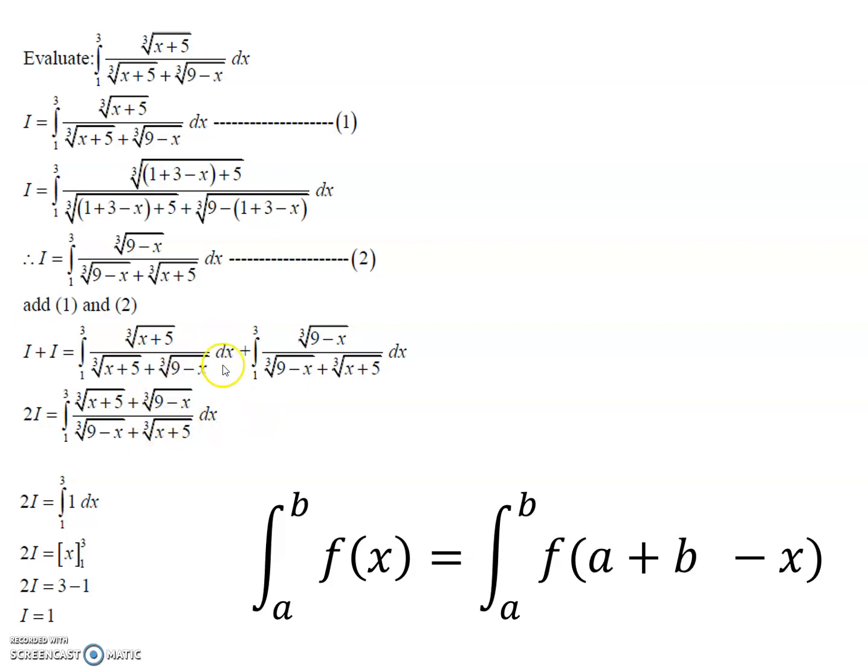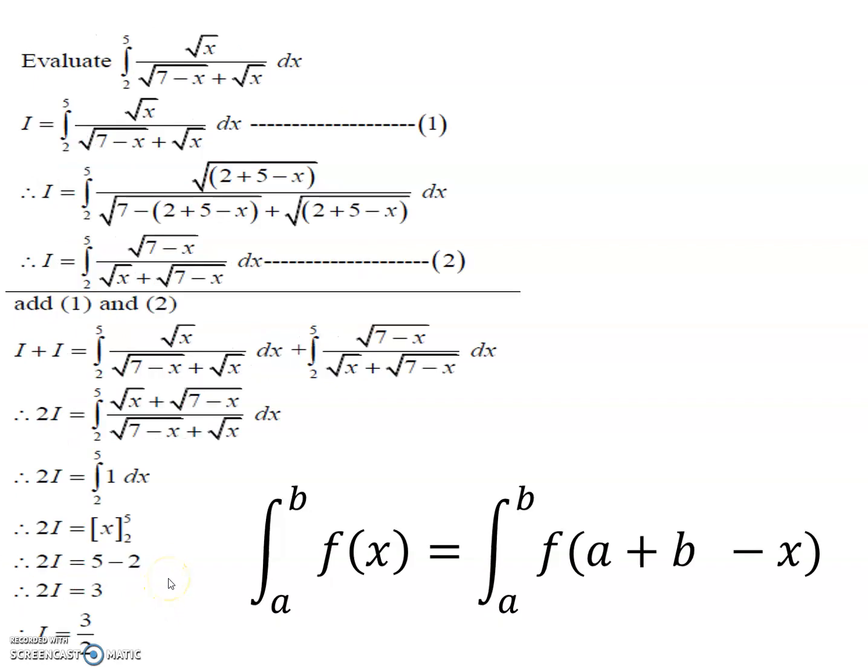Now the denominator is the same, so the numerators will be added. So 2I is equal to the integration from 1 to 3 of cube root of (x plus 5) plus cube root of (9 minus x) upon cube root of (9 minus x) plus cube root of (x plus 5). The common term gets cancelled. The integration of 1 with upper limit 3 minus 1 is 2. 2 divided by 2 is 1. So therefore the integral is 1.